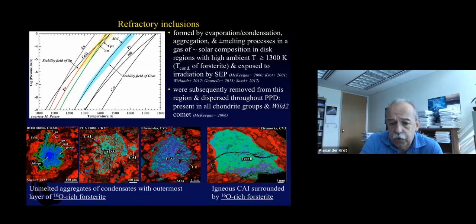But because calcium and aluminum rich inclusions, and so the region that had high ambient temperature, had gas of solar composition, was O16 rich, and was exposed to radiation, it's easy to assume that this region was very close to the protosun. But refractory inclusions are found in all carbonaceous and non-carbonaceous chondrites, and also in cometary dust. So the significance of these observations is that after formation, the refractory inclusions must have been removed from this region, subsequently dispersed throughout the protoplanetary disk, and accreted together with chondrules and matrices.